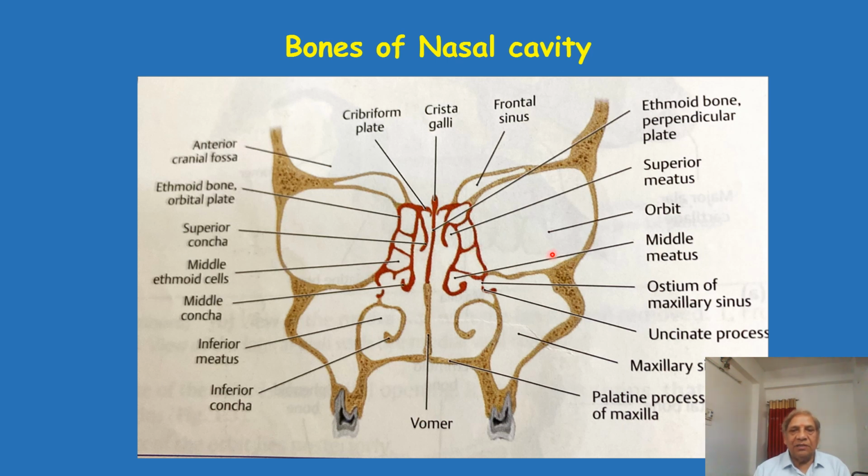If you look lower down, below the orbital cavity, you will see a large cavity in the maxilla. These are the maxillary air sinuses, and then these are the maxillary teeth. So I hope you have got the orientation for the coronal section which is passing through the facial skeleton. Now I will trace the boundary of the nasal cavity.